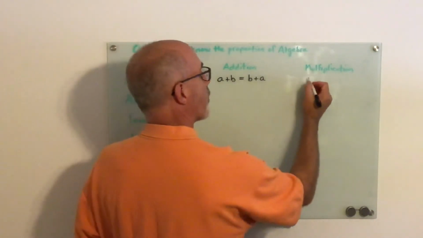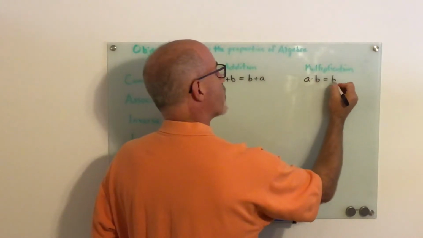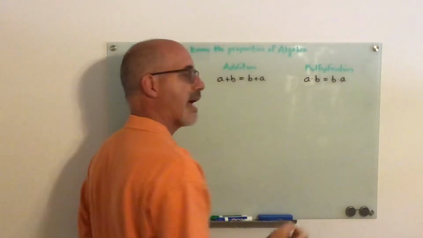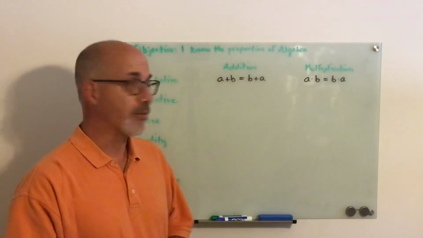Multiplication is very similar. If a and b are real numbers and they're multiplied together, if you want to switch their order, you can do that, and it's the same exact value for that.